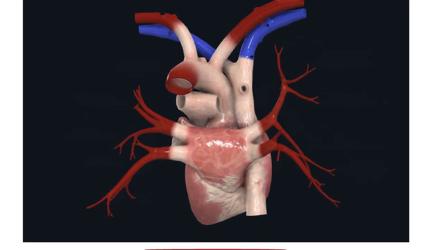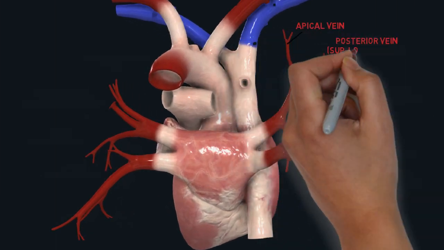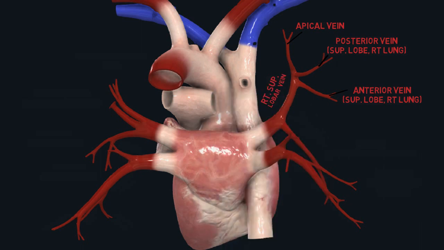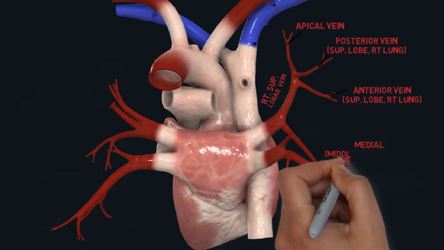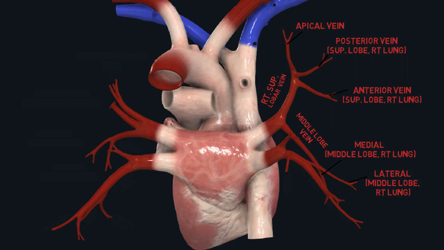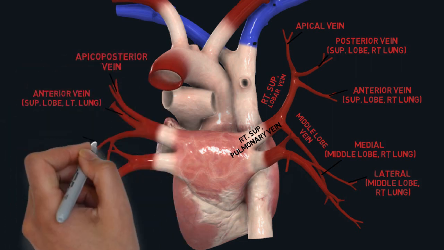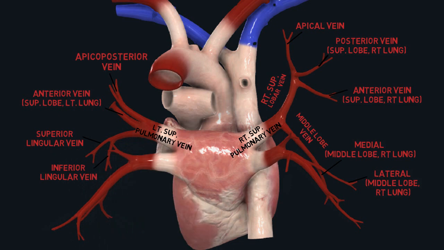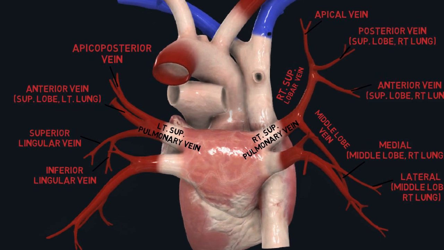Let's look a bit closer. We have the apical vein, posterior vein, and anterior vein from the right superior lobe, medial and lateral from the middle lobe. Then these vessels join together as one vessel to become the superior pulmonary vein. For those in the left lung, these are also similar. We have the 4 branches jointly drain into the left superior pulmonary vein. The first major difference you will notice is that instead of having one major trunk to each side of the lung, pulmonary veins have a pair for each lung, which are the superior and the inferior trunk.